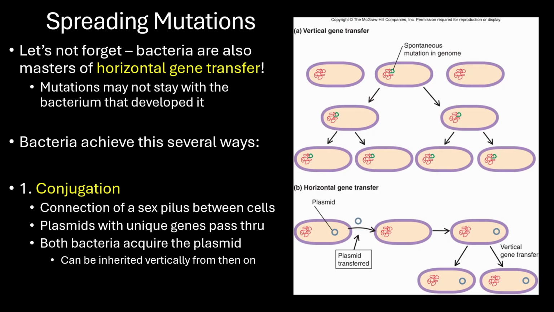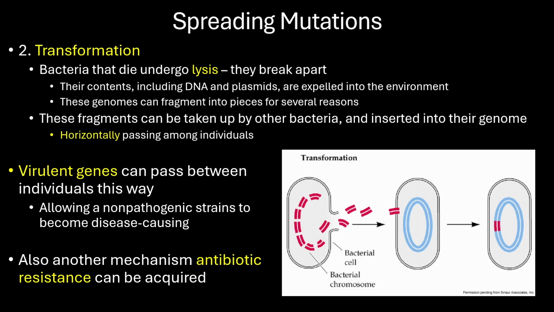Now, conjugation is when a bacterium will connect to another using a structure called a sex pilus. It's a link that forms between cells, and a plasmid is able to be passed through that hollow connection to the other organism. If that mutation is something that was present on a plasmid, it can be passed between organisms this way. We also have bacterial transformation.